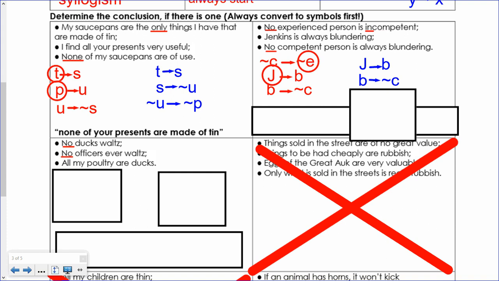What do I need my next line to start with? Squiggle C. Do I have a line that starts with squiggle C? Yes, I do. Cool. So they were all fine, they were just in the wrong order. So now that they're in the right order, what's my first idea and what's my last idea for the conclusion?